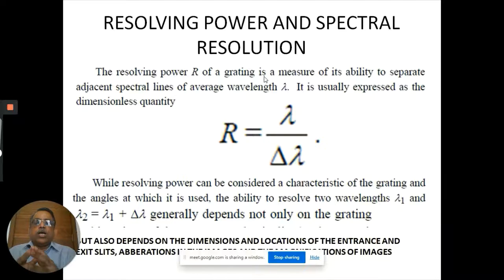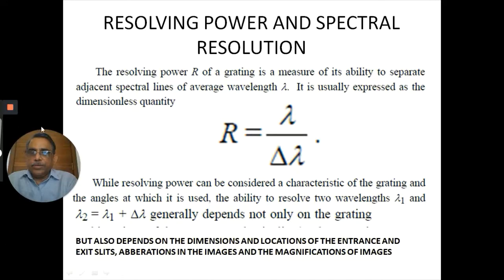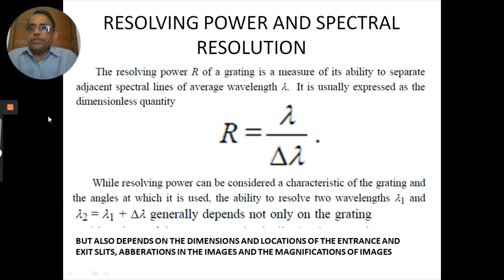So how do we get that? The resolving power R is defined as R equals lambda by delta lambda. Delta lambda is the separation that you can get, so you can really see that it depends on the locations of the entrance and exit slits. That is also important.